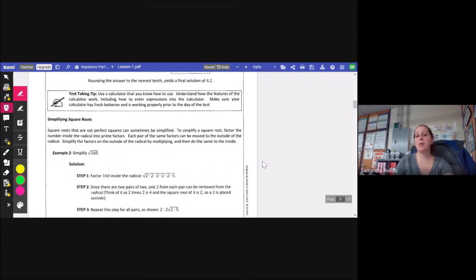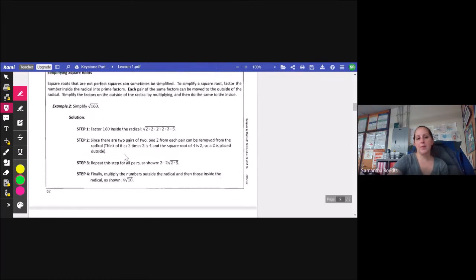A test-taking tip: use a calculator that you know how to use. Understand how the features of the calculator work, including how to enter expressions into the calculator. Make sure your calculator has fresh batteries and is working properly prior to the day of the test. Okay? You will all be using the exact same type of calculator for a Keystone or a PSSA test, and they're the yellow calculators that you've seen since middle school. Those are the calculators that you'll be using for the test, and I have some in my classroom that you're welcome to use as well.